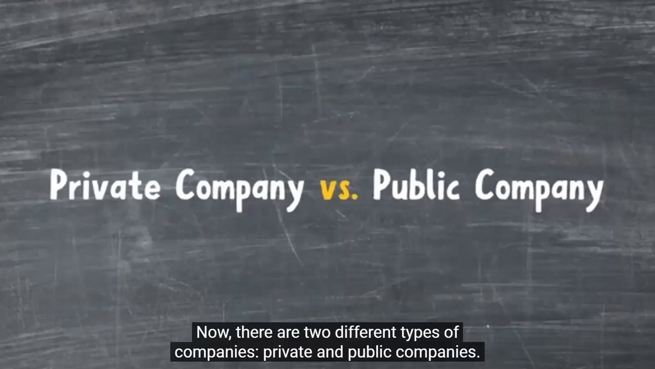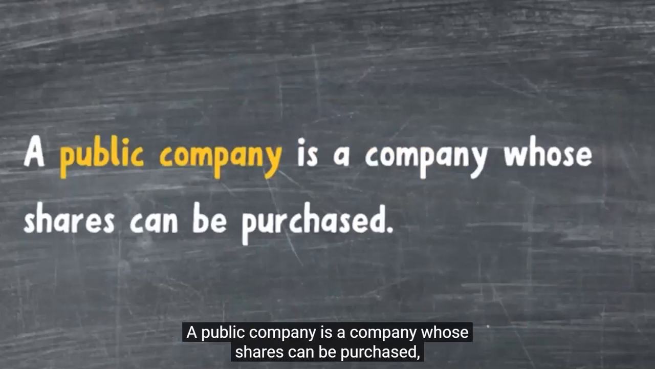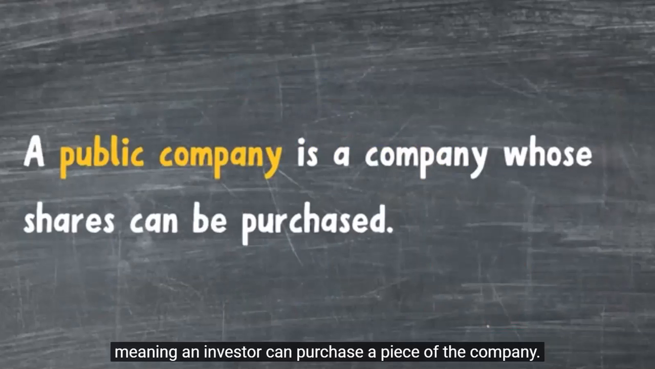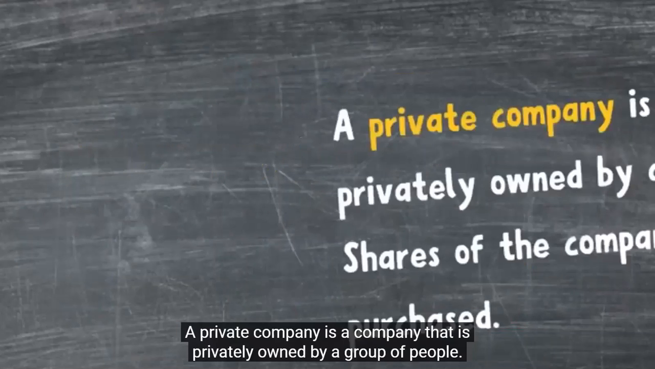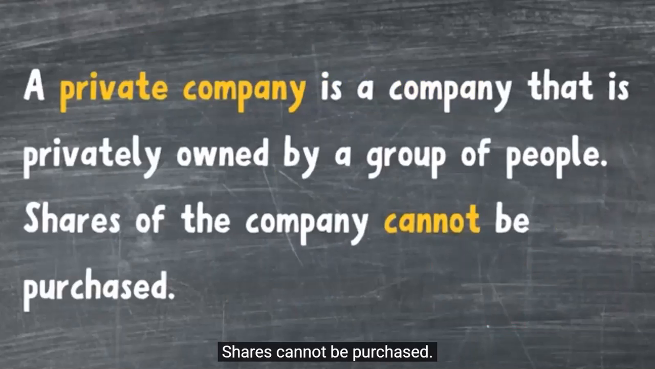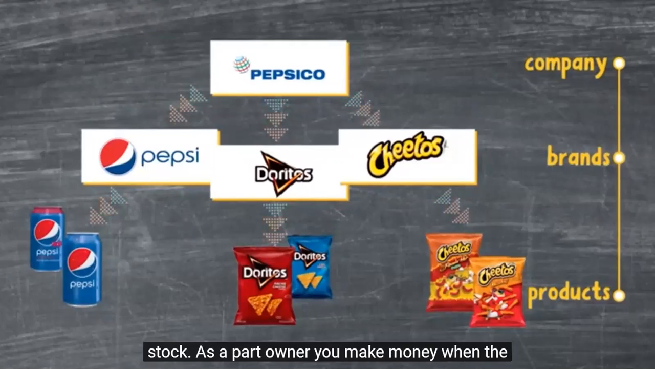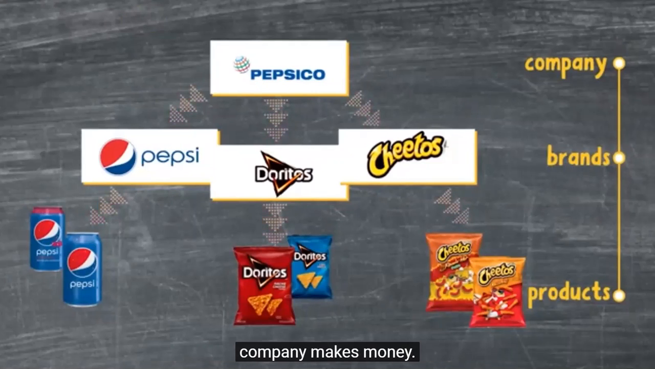There are two different types of companies, private and public companies. A public company is a company whose shares can be purchased, meaning an investor can purchase a piece of the company. A private company is a company that's privately owned by a group of people. Shares cannot be purchased. Mexico is a public company. This means you can own a part of it by buying its stock. As a part owner, you make money when the company makes money.